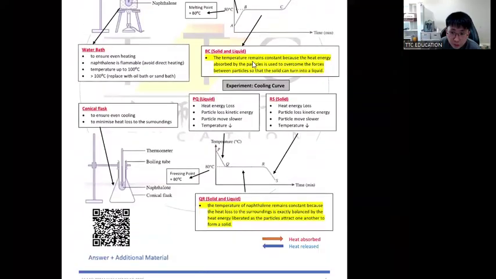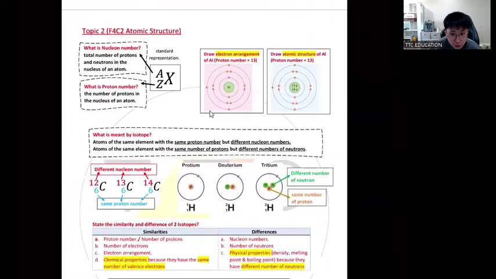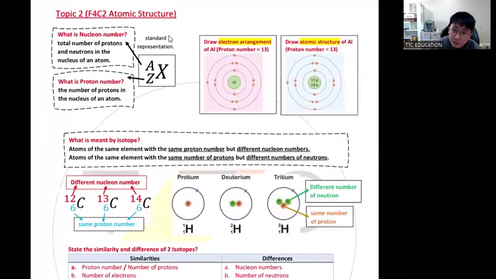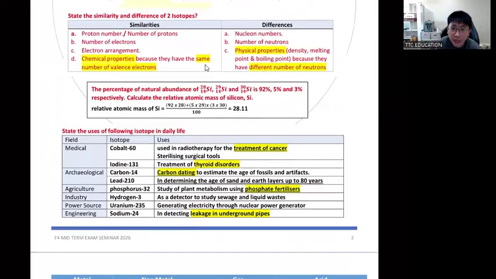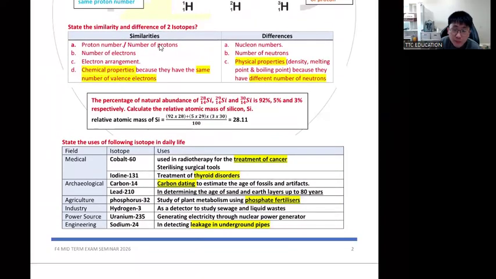So with all this information, then you go down, we have your atomic structure. So we have your standard representation, nucleon number, proton number, and the meaning of isotope, the example of isotope, and the difference between isotopes, the similarity between isotopes. So hopefully all of you have a little bit of memory, it will ring a little bell in your mind.